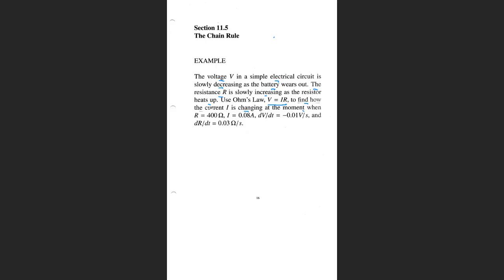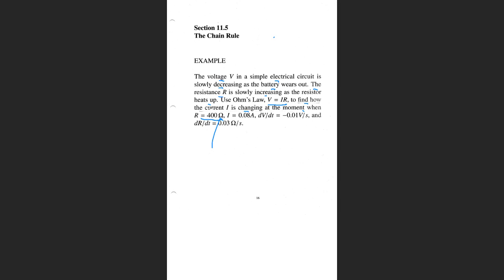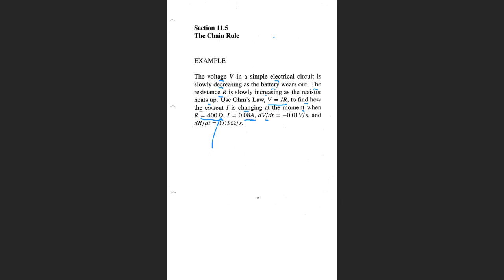So using Ohm's law, we want to find how the current is changing at the moment when your resistance is 400 ohms. That symbol is called ohms. Current is 0.08 amperes. That A stands for amperes. The change in voltage with respect to time at that moment is negative 0.01 volts per second, right? And dR/dt is equal to 0.03 amperes per second.